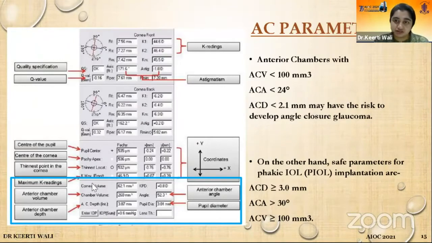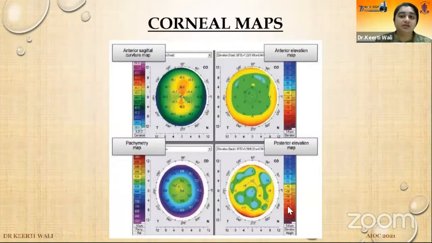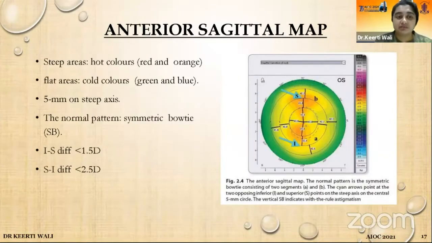The last section here shows the AC parameters, which is important for planning the phakic IOLs. Coming to the corneal maps, it includes the anterior sagittal map, the anterior elevation map, the posterior elevation map, followed by the pachymetry map. The anterior sagittal map shows the steep areas in the hot colors and the flat areas in the cold colors. We have to see 2 points in the 5 mm zone, which is clinically significant.